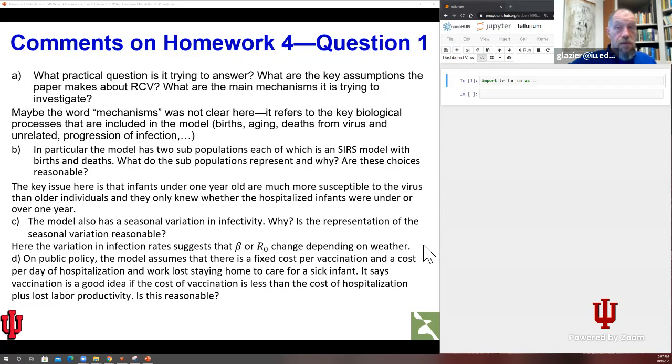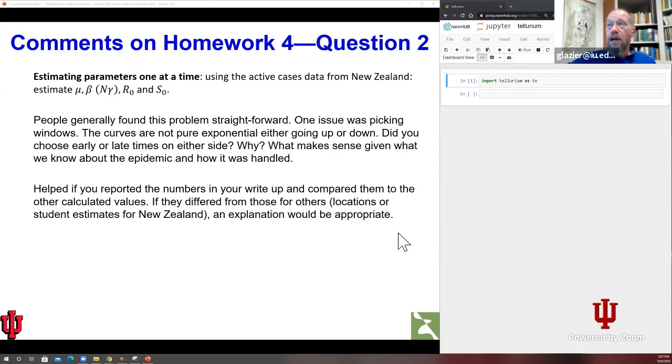So those were some of the issues that came up in that first question that one might have addressed. And some people addressed all of those issues in one way or the other, but I wanted to go over some of those issues. The second one was the parameter estimation. And the key question here was picking windows.